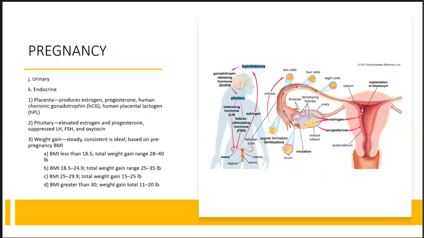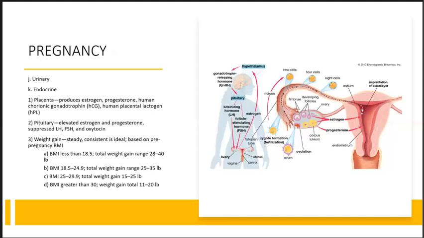With the pituitary, there will be elevated estrogen and progesterone levels. And there's also suppression of the luteinizing hormone, which is supposed to induce ovulation. But if the client is already pregnant, then we don't need the luteinizing hormone. So this will be suppressed. There will also be suppression of the follicle stimulating hormone, your FSH. Remember, the follicle stimulating hormone regulates egg production in the ovaries. So this would also be suppressed. And again, oxytocin would also be suppressed.